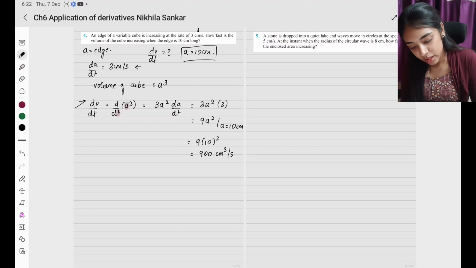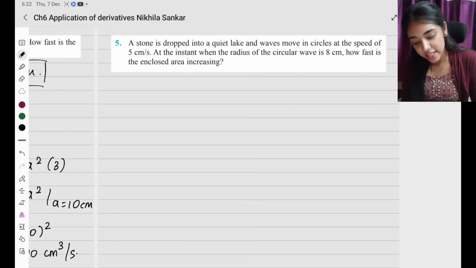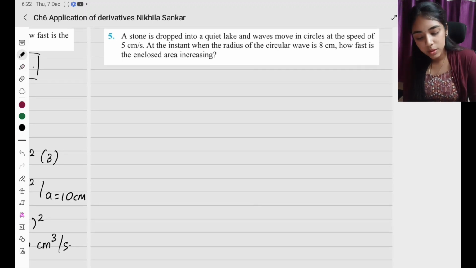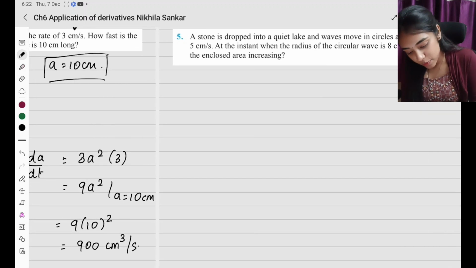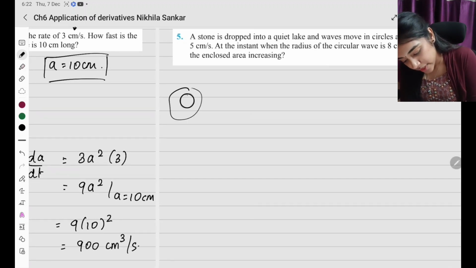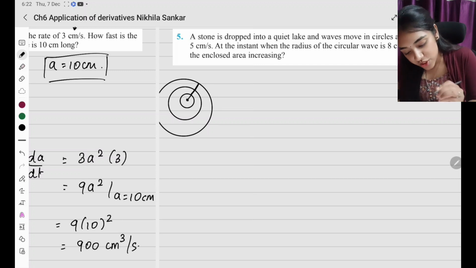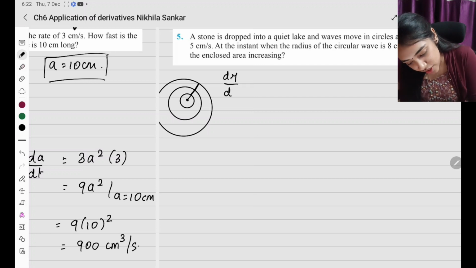Okay. Question number 5. This is very similar to the example question. Please watch that video also. A stone is dropped into a quiet lake and waves move in circles at a speed of 5 centimeter per second. That means you put a stone and the waves are moving in a circular motion and the radius is changing. So what is changing? The radius is basically changing with respect to time, which is 5 centimeter per second.